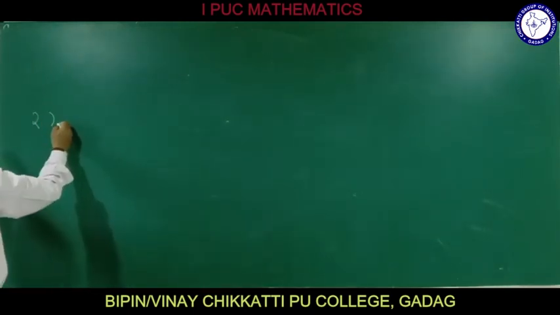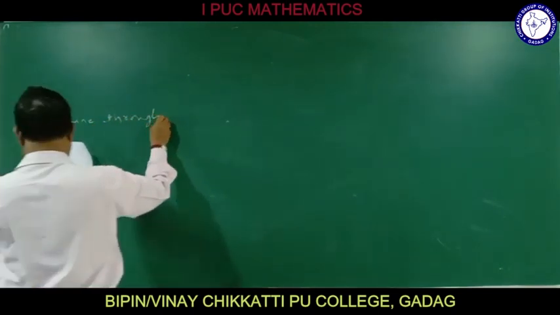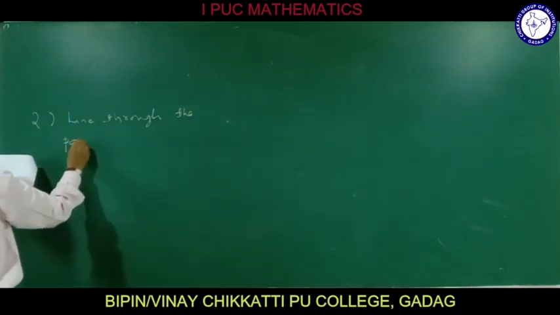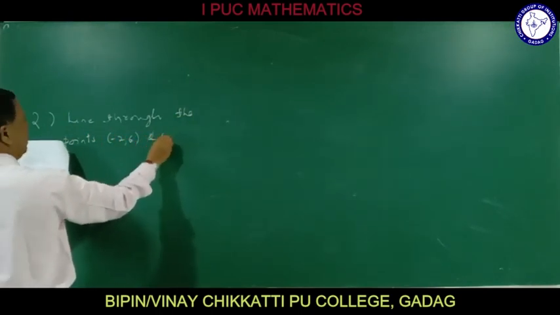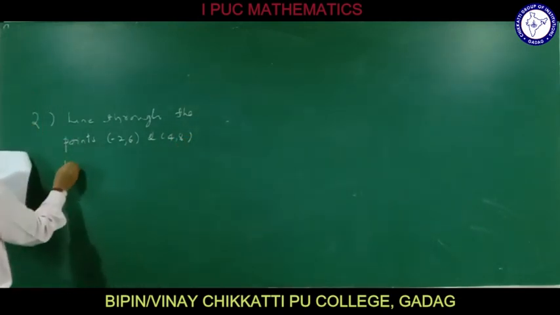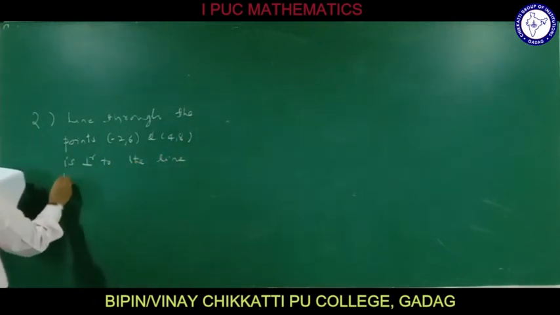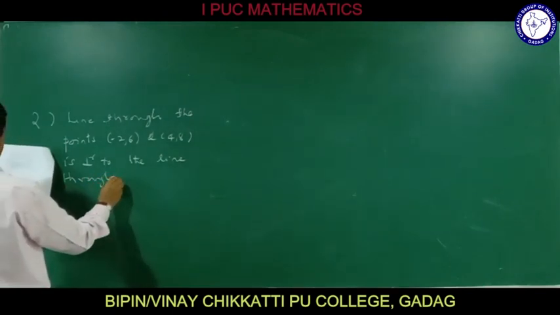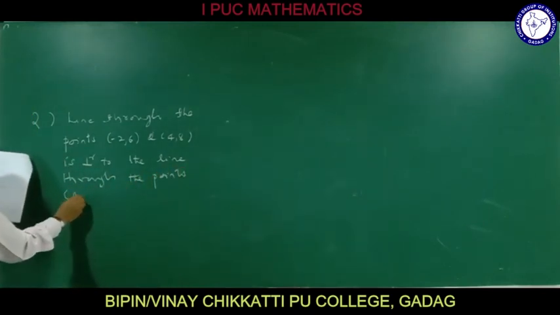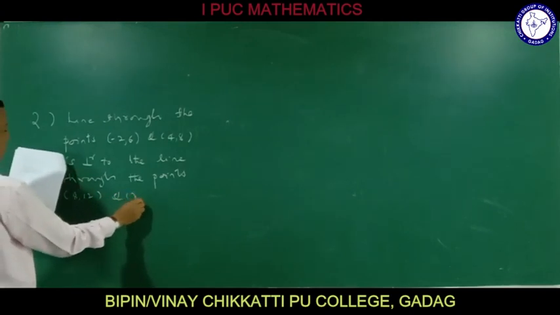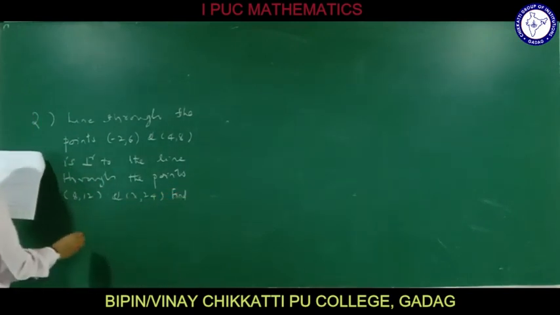The second problem I am discussing: the line through the points (-2, 6) and (4, 8) is perpendicular to the line through the points (8, 12) and (x, 24). The question is, find the value of x.